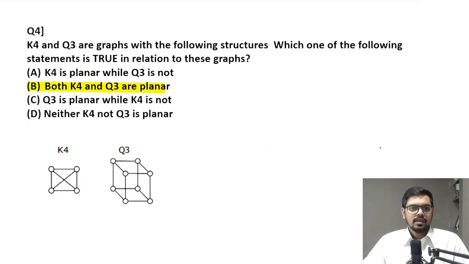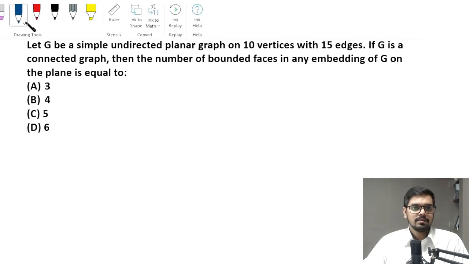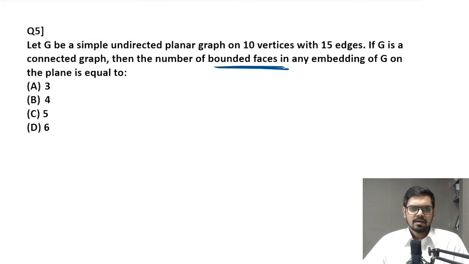Okay. To the next question. Pause the video, try, then look at my solution. Tried. Question says G is a simple undirected planar graph of 10 vertices and 15 edges. G is a connected graph. The number of bounded faces. Bounded faces. Do you remember? Do you remember planar graphs give us unbounded and bounded faces?